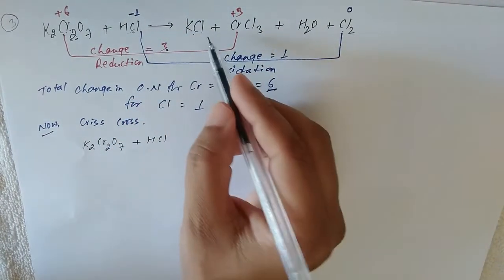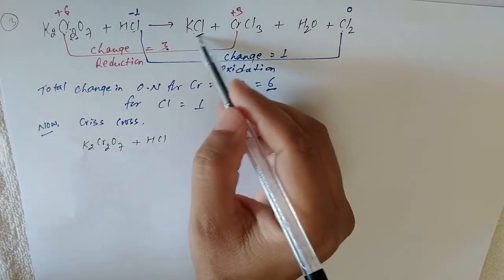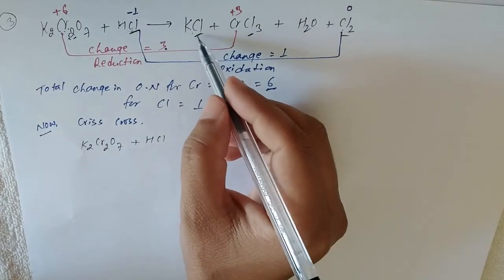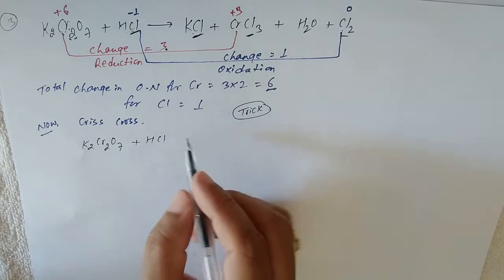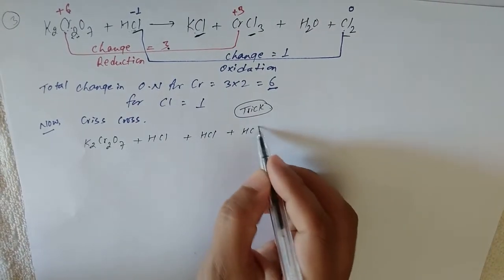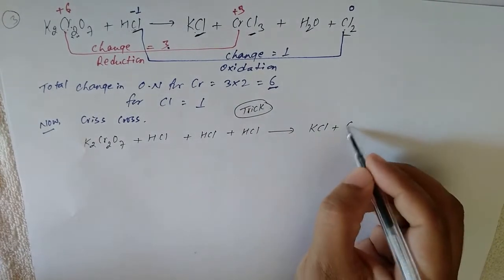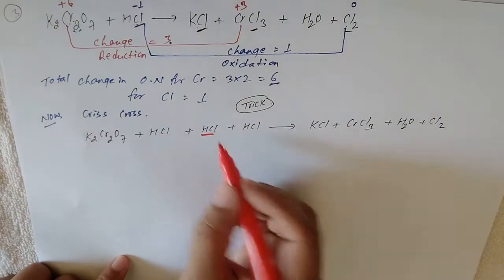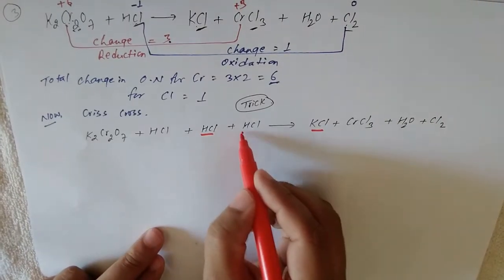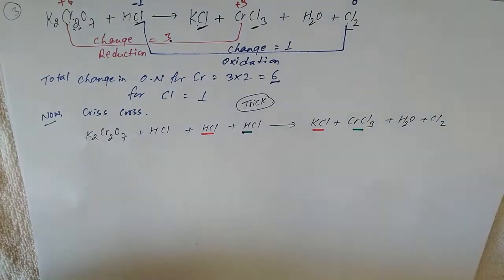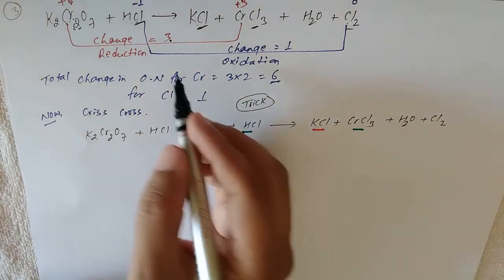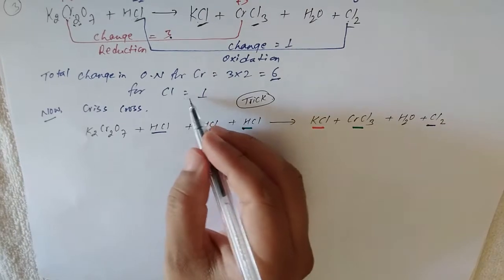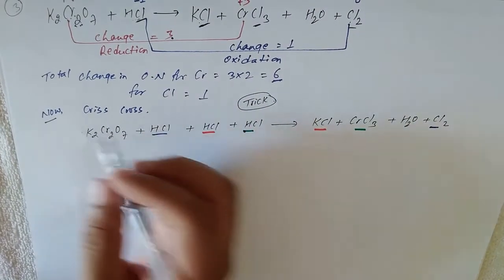How many Cl are on the product side? There is one Cl, another Cl in molecules, and this Cl2 is balanced by this Cl, but to balance this KCl and CrCl3, we have to add another 2 HCl here and write the product KCl plus CrCl3 plus H2O plus Cl2. This HCl balances this. You can assume that this HCl balances this, and the one in oxidation is this one.